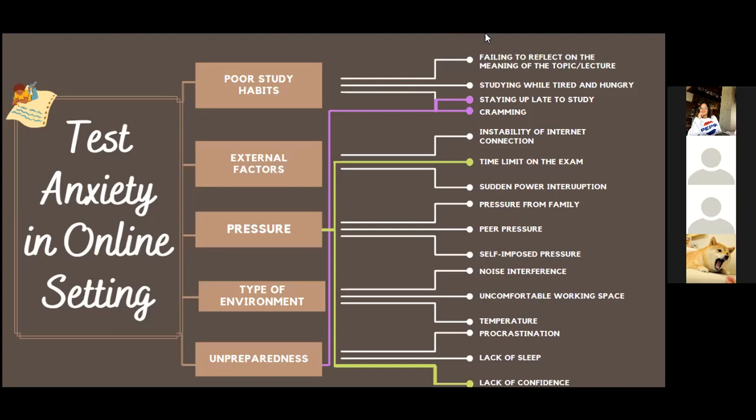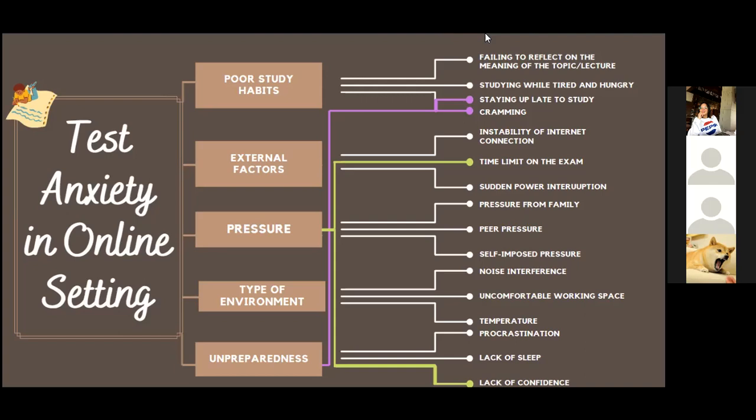Another variable that could affect test anxiety in an online setting is the student's type of environment where the student takes a test, which could be noise interference, uncomfortable working space, and temperature. The type of environment where a student takes an exam affects or heightens their anxiety in a way that they feel stressed with the cues in their surroundings and distracts their thoughts.